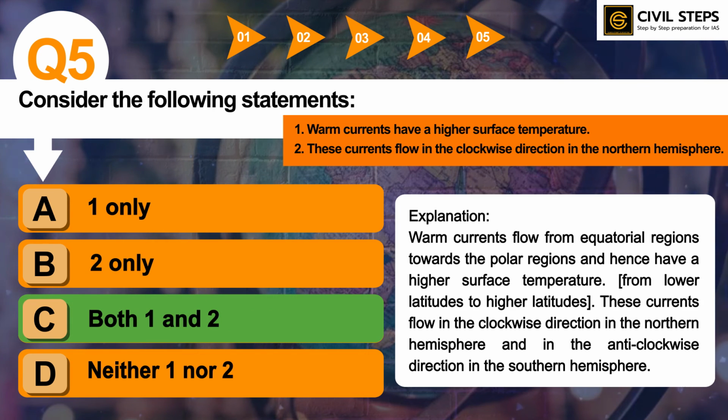So warm currents flow from equatorial region towards the polar regions and hence have a higher surface temperature from lower latitudes to higher latitudes. These currents flow in the clockwise direction in the northern hemisphere and in the anti-clockwise direction in the southern hemisphere. So you should know about all these currents, how they are formed, and all about that, which I have already told you in the explanation part of these questions.